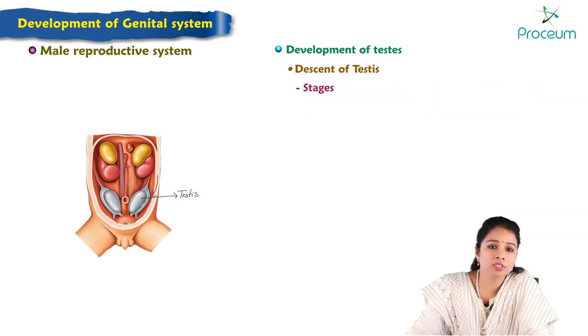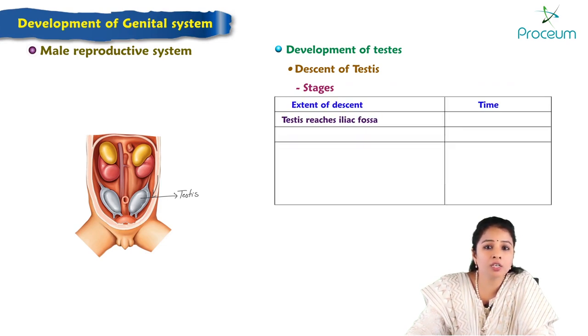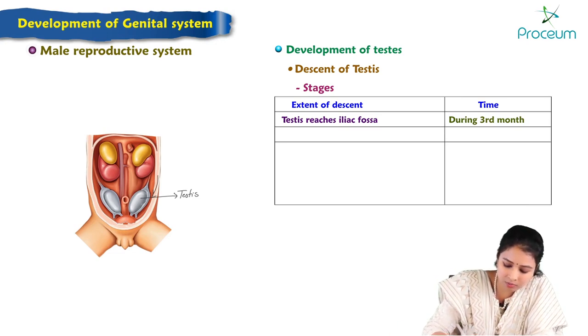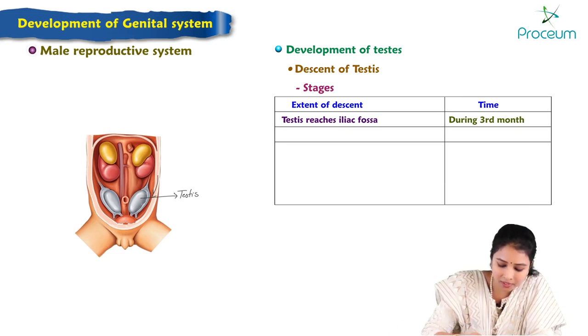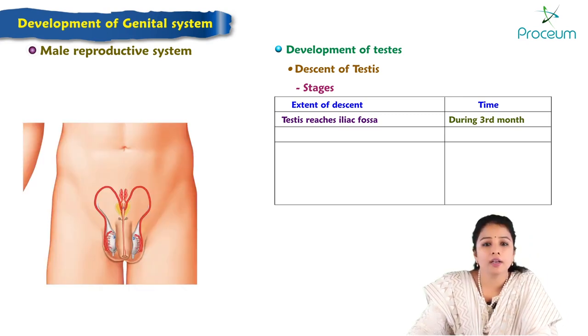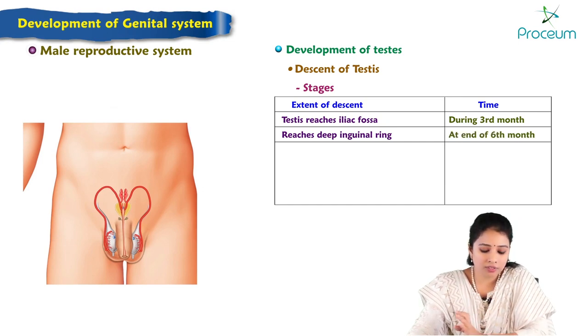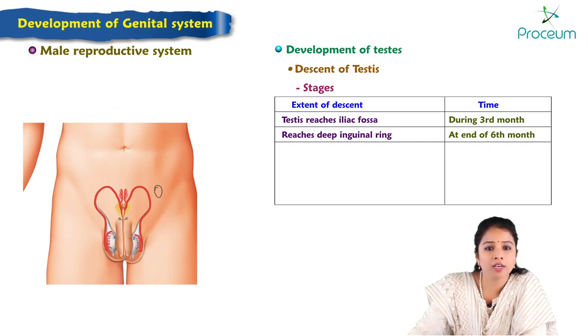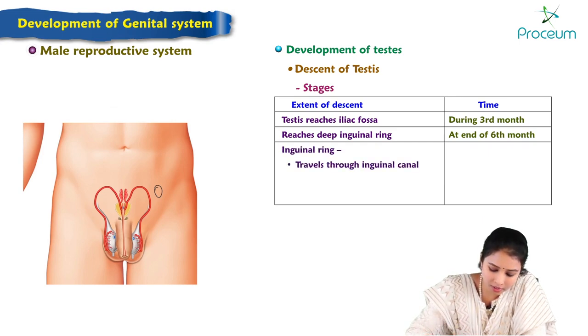So stages of descent of testis: the testis reaches the iliac fossa during the third month of intrauterine life. So we can see the testis present on each side in the iliac region during the third month of intrauterine life, and it reaches the deep inguinal ring at the end of the sixth month of intrauterine life. And it travels through the inguinal canal.